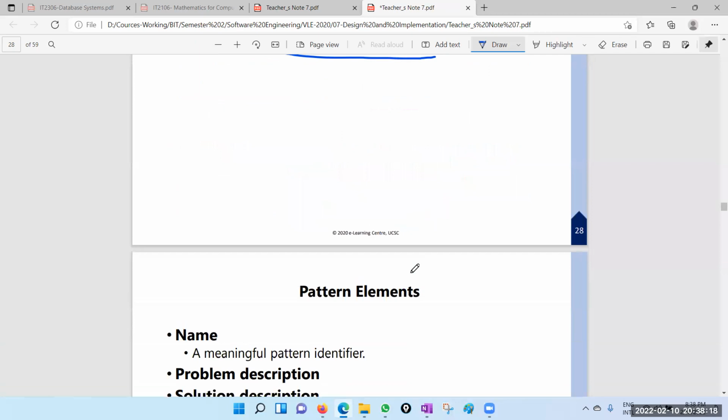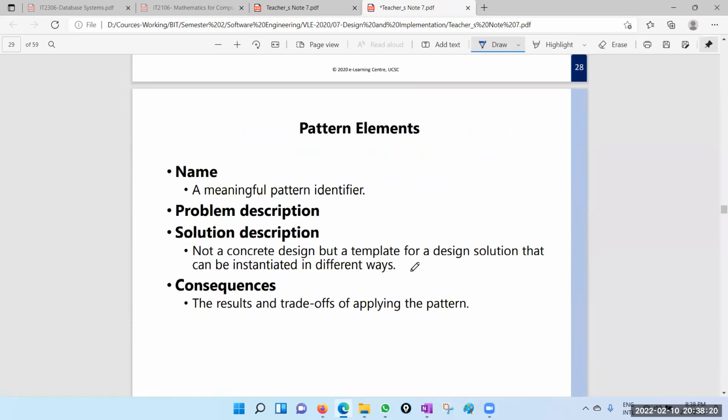Okay. Right. So you can see now, when it comes to patterns, it's a documentation of a solution to a problem. So first we need to give it a name. So what is the name of the pattern? Okay. So I used some of these names like decorator pattern, adapter pattern, right?